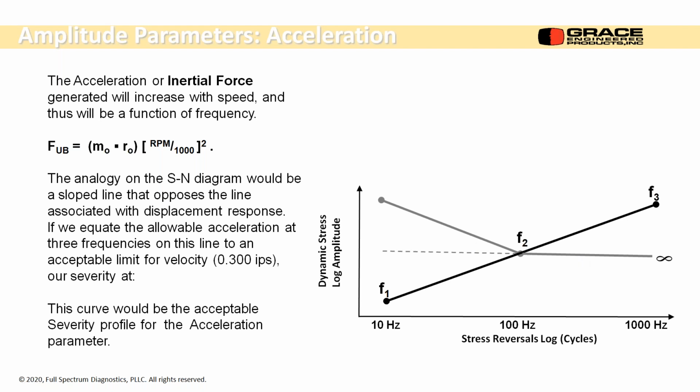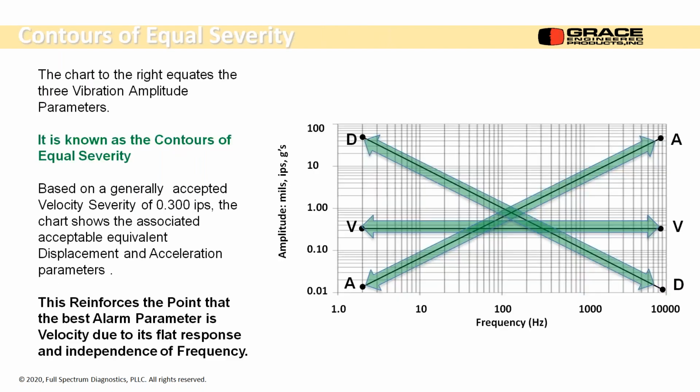So it's tedious. So you really don't want to use acceleration and you don't want to use displacement unless you're using a proximity probe where you're measuring it directly. You want to use velocity. It's great over a broad range of frequencies, and it's a very simple alarm criteria.